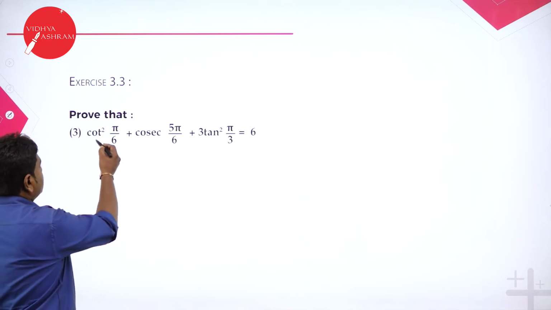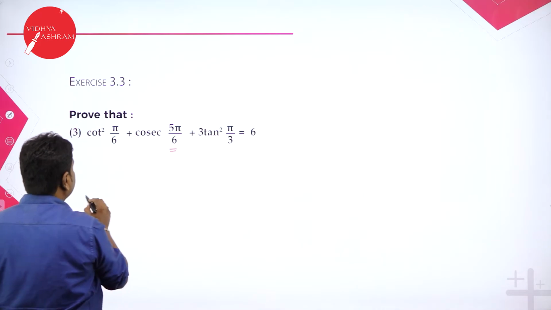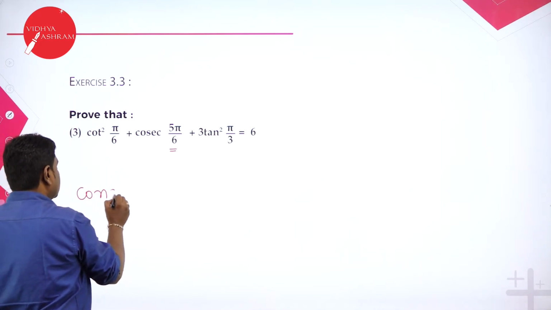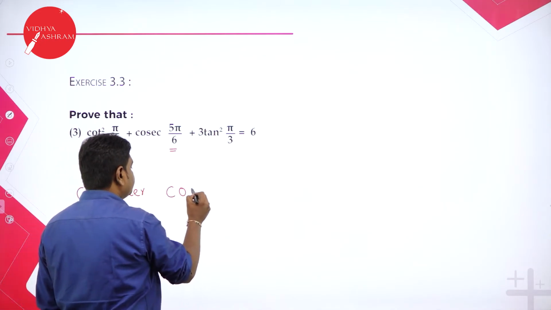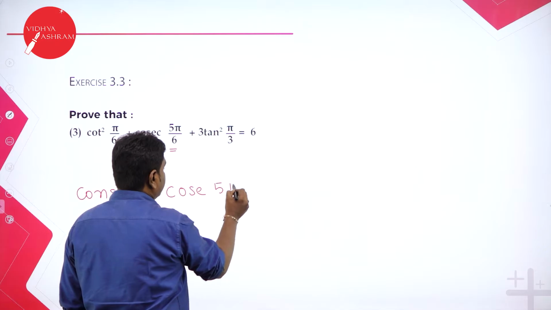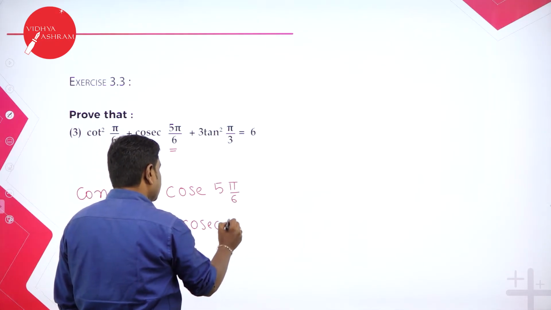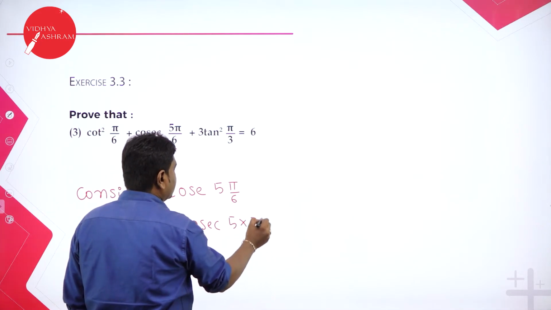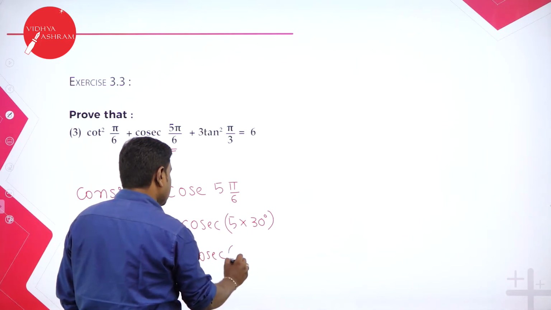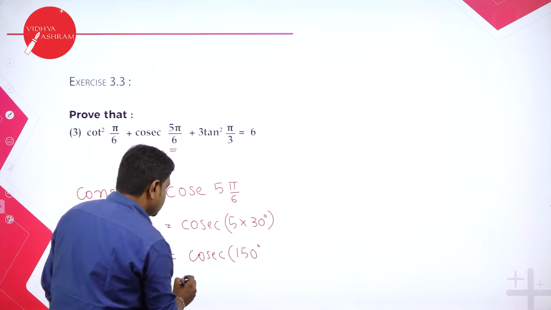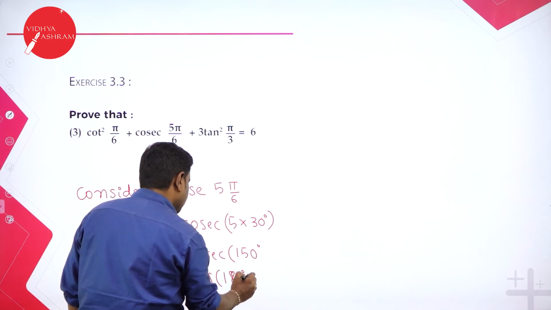Then cot square pi by 6, cosecant square 5 pi by 6, tan square pi by 3. Here we have one allied angle, so I'll consider that first. First I'll consider the allied angle value. What is the allied angle we have? Cosecant 5 pi by 6. Pi by 6 means 30 degrees directly. So cosecant 5 into 30 is 150 degrees. 150 is nearer to 180. Can I write 180 minus 30? 180 degrees minus 30.